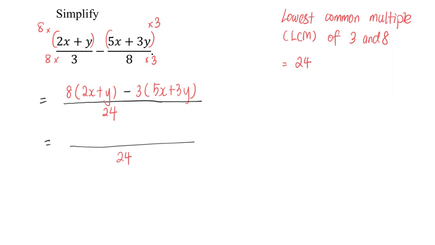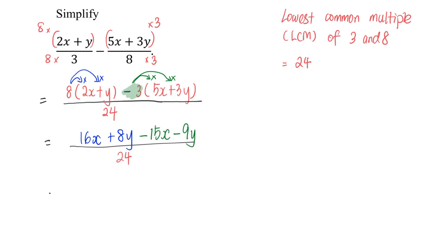I can see that this will be 8, plus 8 multiplied by 2x, plus 16x, plus 8 multiplied by plus y, plus 8y. And at this point, I do see this is a -3 multiplying by positive 5x, negative 15x, negative 3 multiplied by positive 3y, negative 9y.